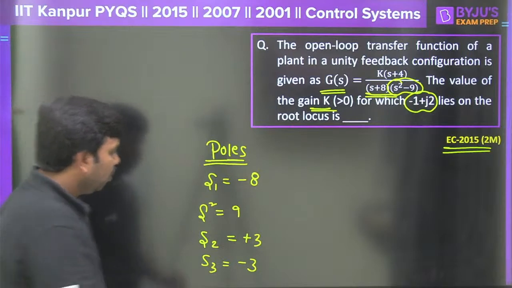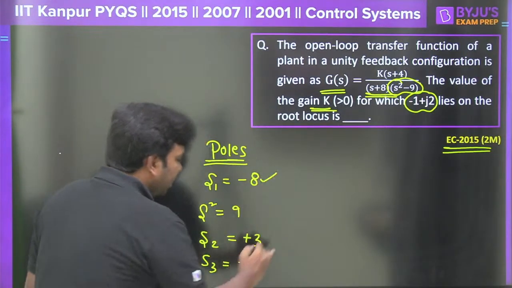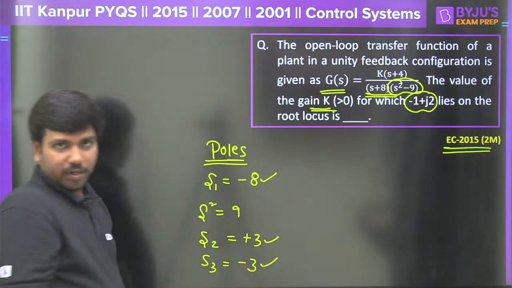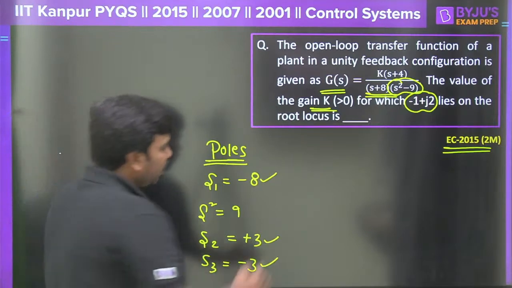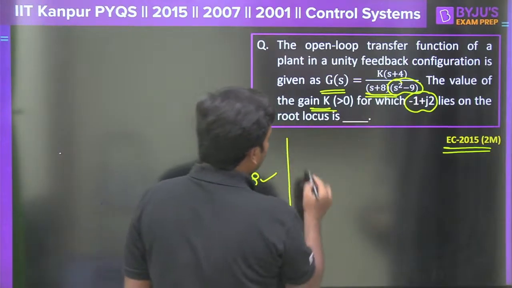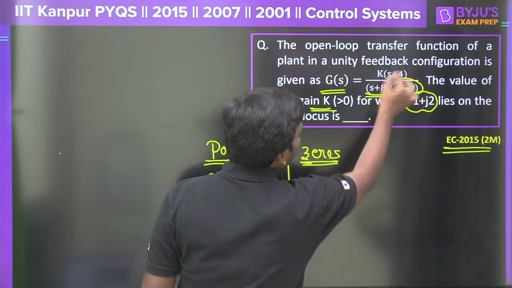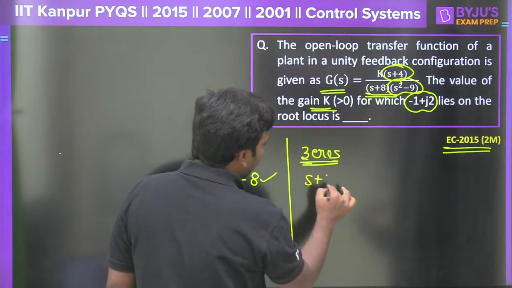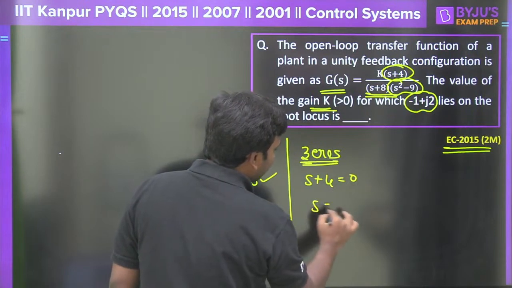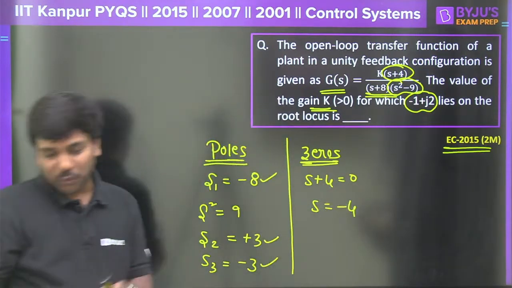Clear? So we have the first pole here, second pole here and third pole here. Now look at what the zeros are here. We have only one zero, that is, if you make s plus 4 equal to 0, as I was saying, you will have s is equal to minus 4, right?